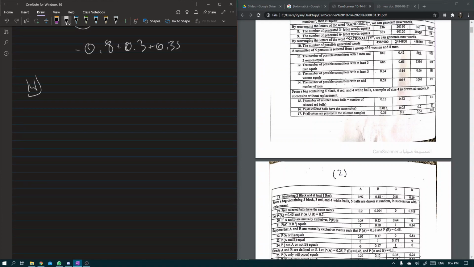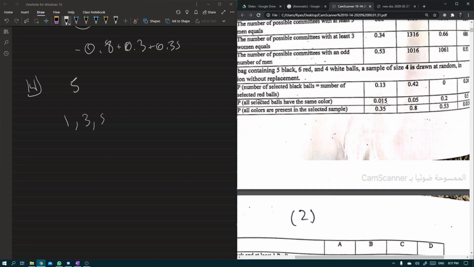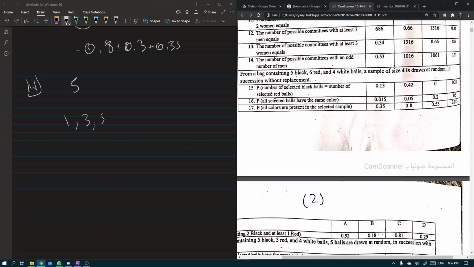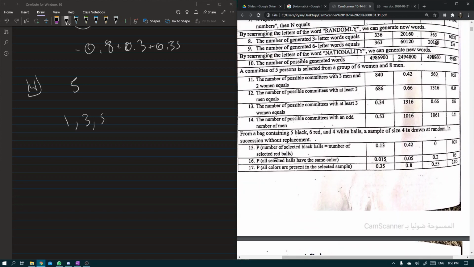Okay, wait, because you guys aren't that familiar with this type of question. Number of possible committees with an odd number of men. There are 5 people in the committee. So the odd numbers are 1, 3, and 5. Number 14, I don't see it. Number of possible committees with an odd number of men.